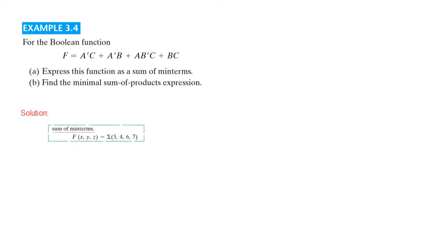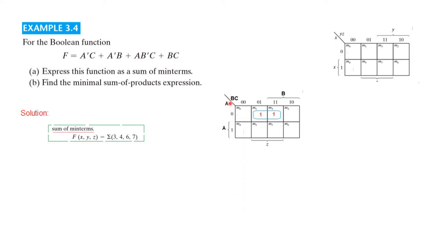Okay, so sum of min terms means we have to find the min terms like this, M3, 4, 6, 7, something like this. So for that we have to plot this function into the boxes, and since there are maximum 3 variables, we need a map of 8 small boxes. So we take this. Now here the variables are x, y, z. In our case the variables are A, B, C, so we'll just convert it into ABC form.